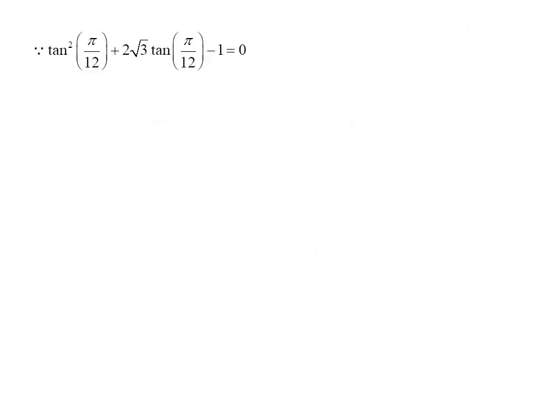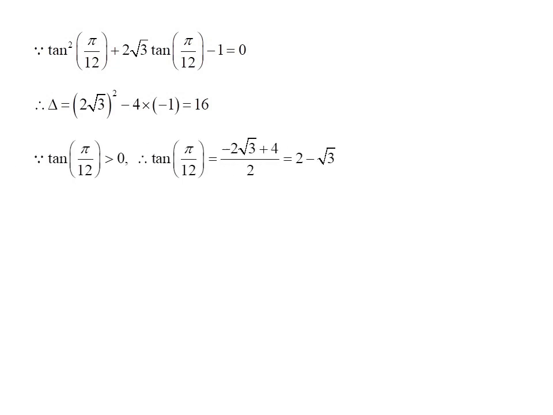Since we have a quadratic form equation, we may apply the technique of solving quadratic equations here. First, we need to check its discriminant delta, which equals (2 square root 3) squared minus 4 times negative 1, which equals 16. Since pi over 12 is in the first quadrant, tangent pi over 12 is greater than 0. So tangent pi over 12 equals (negative 2 square root 3 plus 4) all over 2, which equals 2 minus square root 3. Hence, we come back to the previous point.